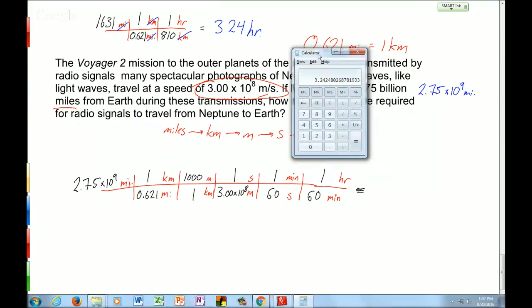So I could say 275, 0, 0, 0, 0, 0, 0, 0. That is 2.75 billion, I think. Divided by 0.621 times 1,000. Divided by 3 times 10 to the 8th, which is 300, 0, 0, 0. Divided by 60, divided by 60. And I get about 4.1 hours.